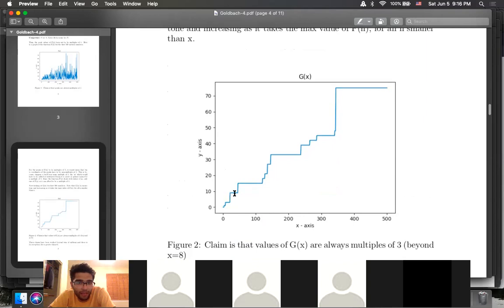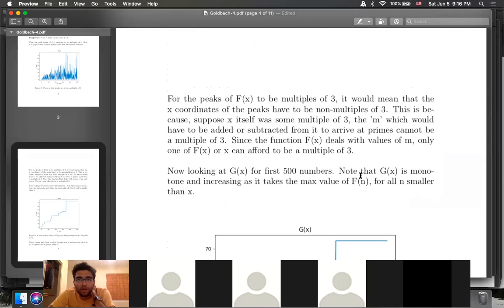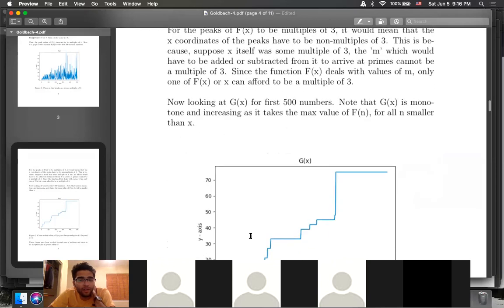Then the record is broken. Again, the maximum value remains the same. Record is broken. Maximum value remains the same. So what the conjecture is saying is that each of these g values is a multiple of 3, because g values only change when the record is broken, and I'm telling you that each time the record is broken, it's a multiple of 3. So it is called monotone and increasing. What is monotone and increasing? It's either going to stay the same or it will keep increasing. It will never go down because g takes the maximum f of x value for everything smaller than your starting number.